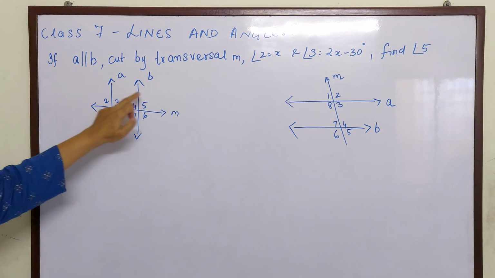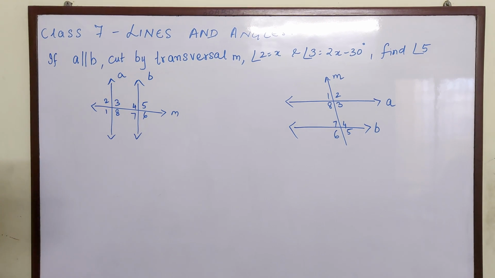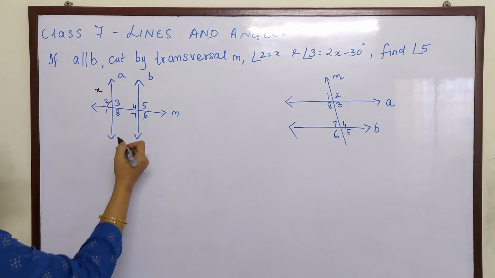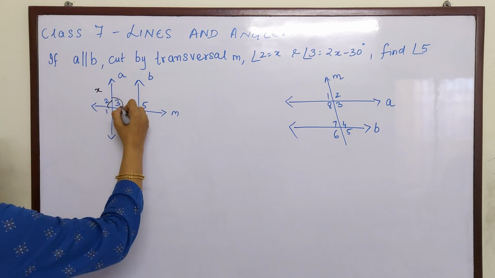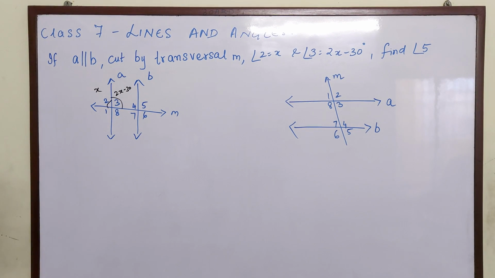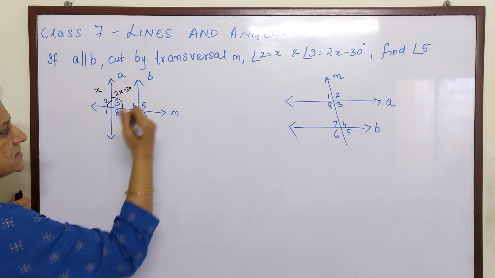A is parallel to B and it is cut by a transversal M. Angle 2 is equal to x and angle 3 is equal to 2x minus 30. Find angle 5. So here they have asked us to find angle 5, where they have given 2 and 3 and they have asked us to find this angle 5.